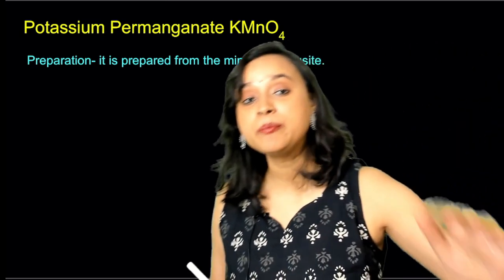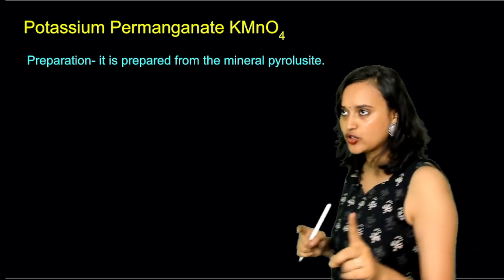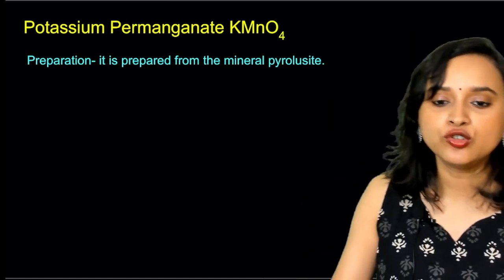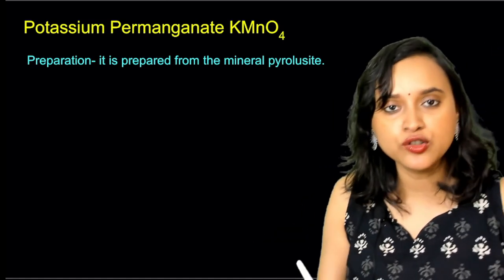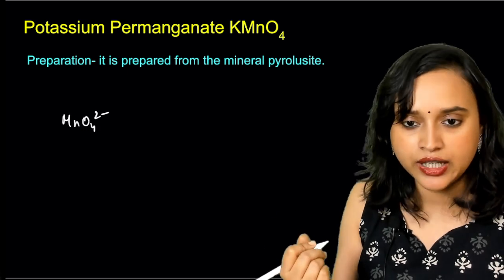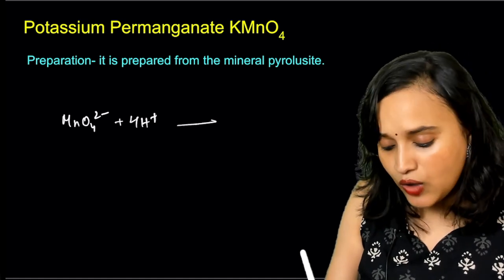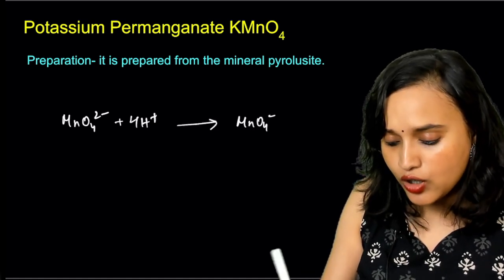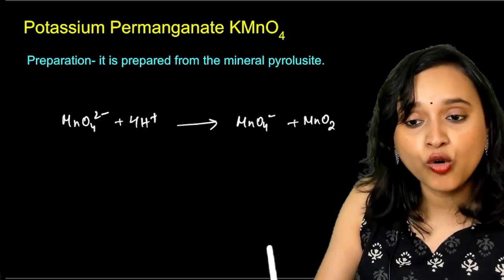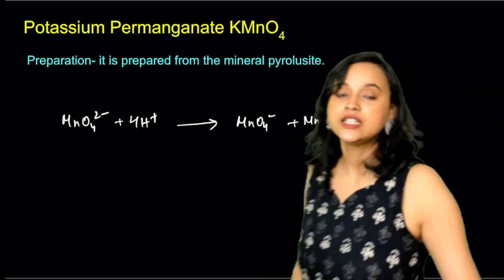Now, in the case of potassium permanganate, you prepare it from a mineral called pyrolusite ore. So remember it, potassium dichromate is prepared from chromite ore. Permanganate is prepared from pyrolusite ore. Initially you have to take MnO4 2 minus plus 4H plus. Then you get MnO4 minus, which is your permanganate, plus MnO2 and some amount of water.